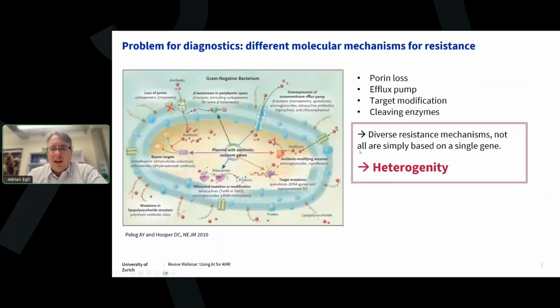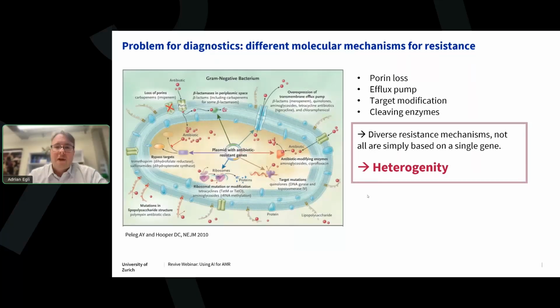Now, from a molecular perspective, there's even more heterogeneity, because it's not just about the different infectious diseases with different sample types, different sensitivities and specificities relating to these sample types, but also bacteria and then the underlying molecular resistance mechanisms.